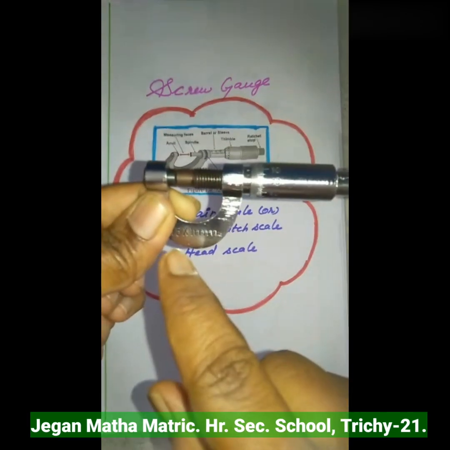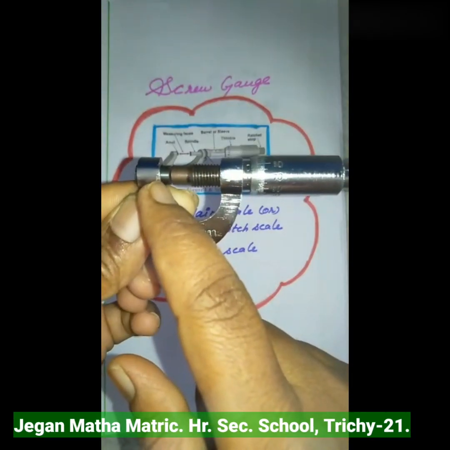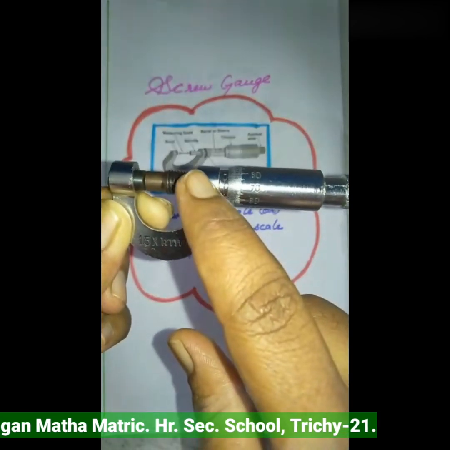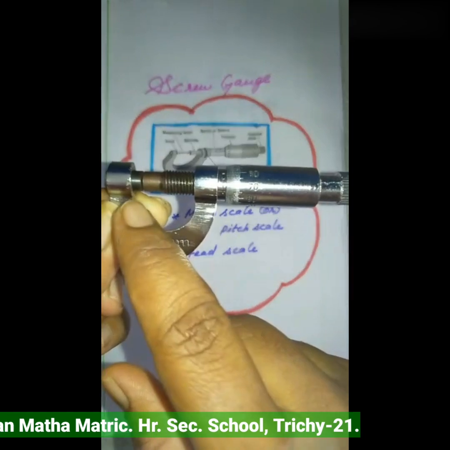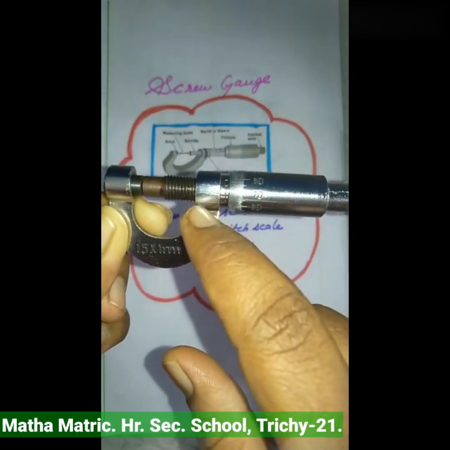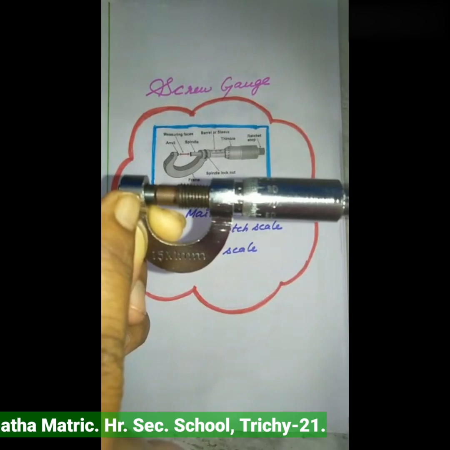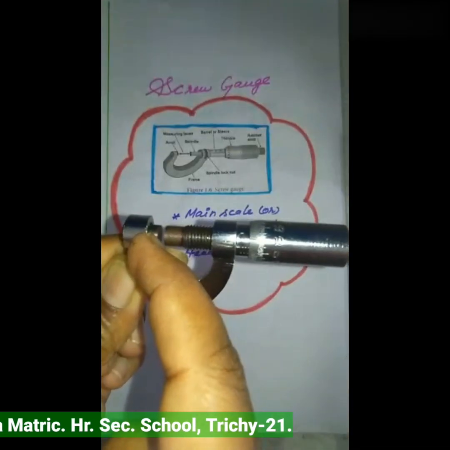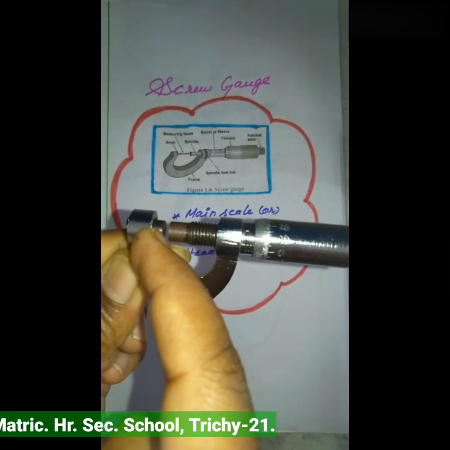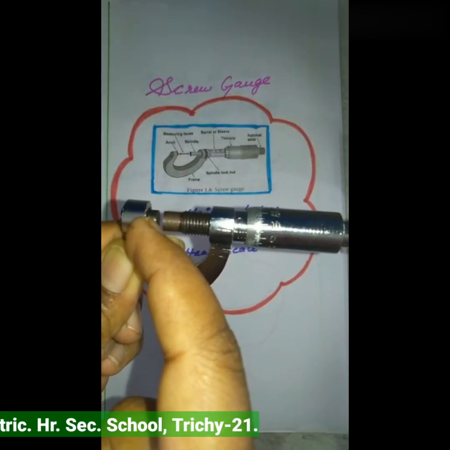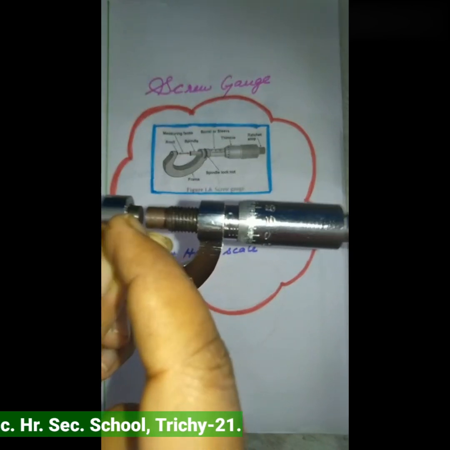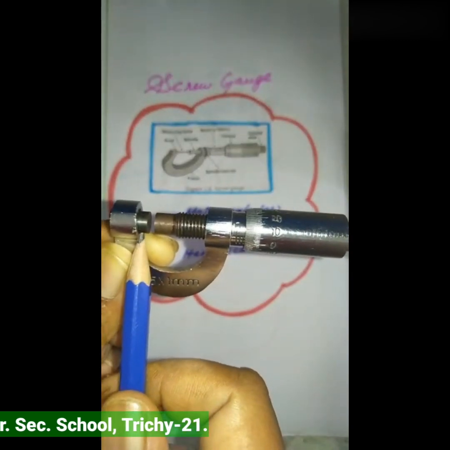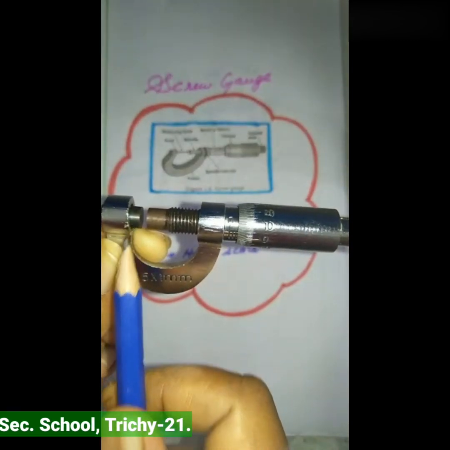Next, this screw gauge consists of a U-shaped metal frame. One end is fixed. That end is known as the stud, also called the anvil. The stud is used as a stopping point of the screw.